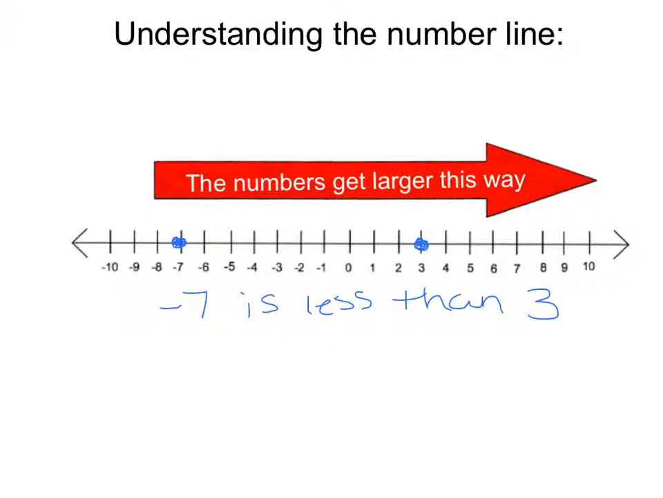Or we could think of it the other way around as well. A number that is located farther right is always greater than the number that is located farther left. So for example, if I compare 8 to -2, 8 is farther right on the number line than -2. So 8 is greater than -2.